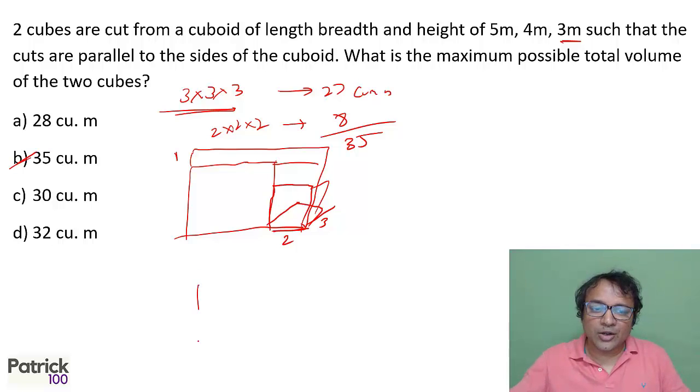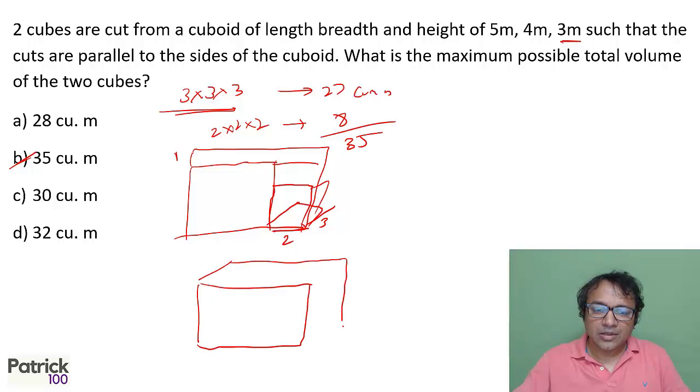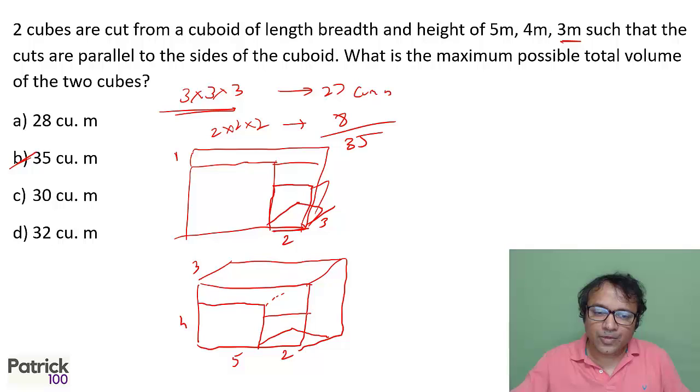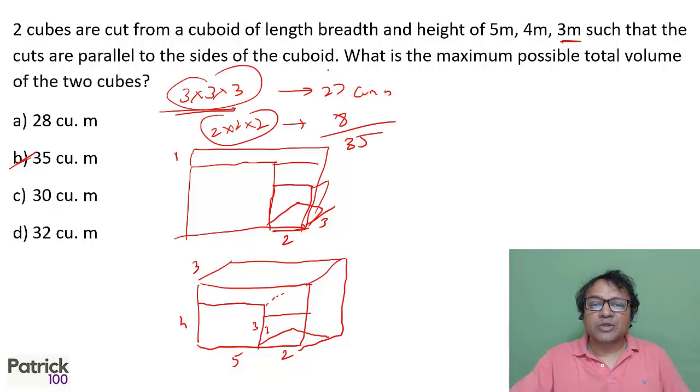More of an imagination aspect. The moment you cut a cube, you take a cuboid. Just imagine it. Let's say the height is 4, width is 3 and 5. So once you cut a 3 by 3 by 3, it gets cut like this, and this 2 is left. Once this 2 is left, you can cut one more cube of 2 by 2 by 2. That is the maximum that you can cut. So the total volume of the 2 cubes is 35.